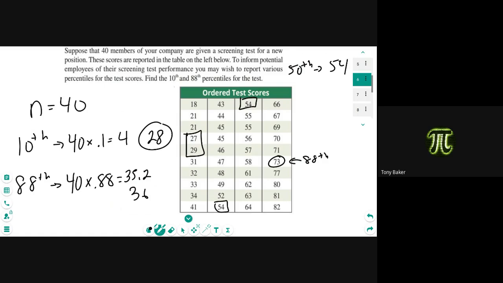Okay, cool. So do you understand the difference between when you have it as an integer and when you have it as not an integer? Okay.